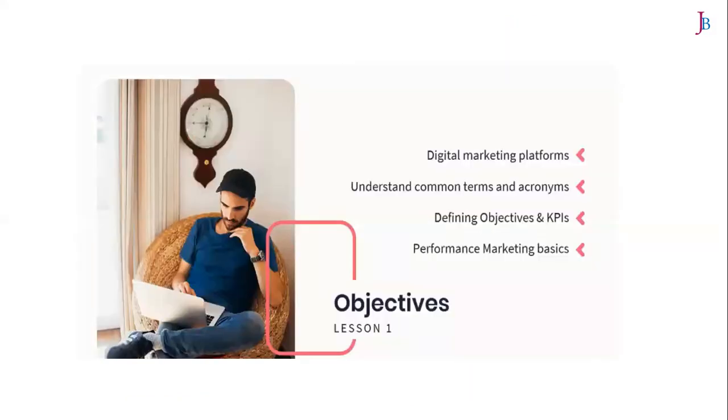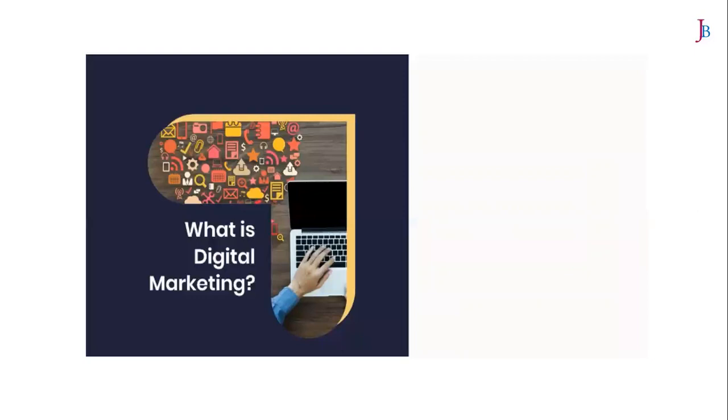So in this introduction to digital marketing, our objectives for lesson 1 will be covering digital marketing platforms. We'll also introduce you to some common terms and acronyms in digital marketing. We'll also define objectives and KPIs. And we'll also talk about performance marketing basics. So let's get into it.